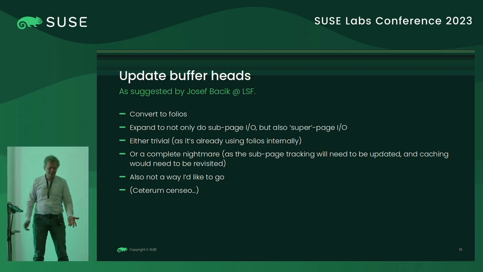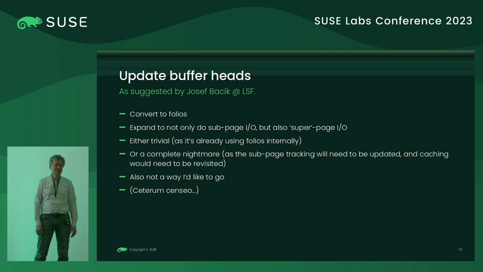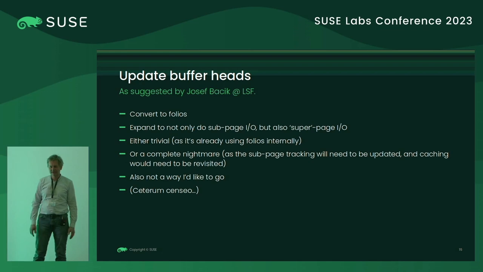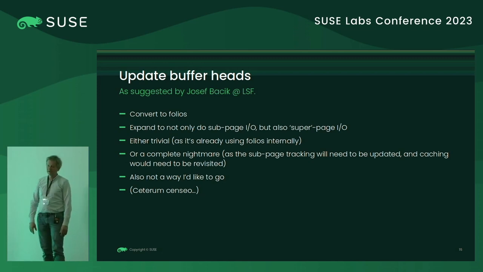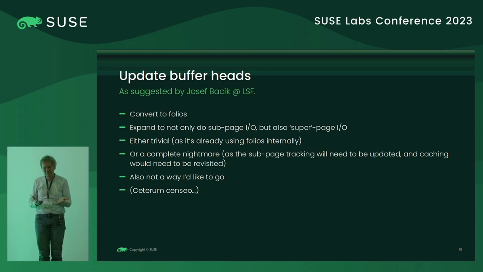We could update buffer heads. And that was actually the rather disappointing outcome of the discussion we had at LSF, where Joseph Barchis said, just update buffer heads, and then the problem is solved. But what is it actually we need to do for updating buffer heads? We could go trivially converting it to folios, and that would be a conversion. But then, as we've just seen, it already is converted to folios, so that would be trivial. But experience shows it doesn't work. So that's clearly not what's required.